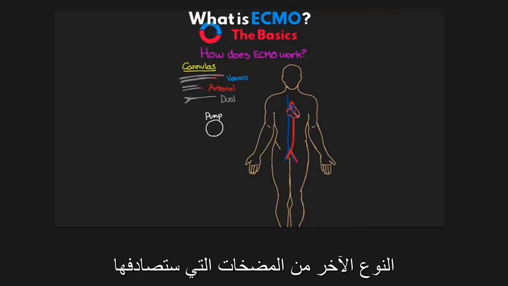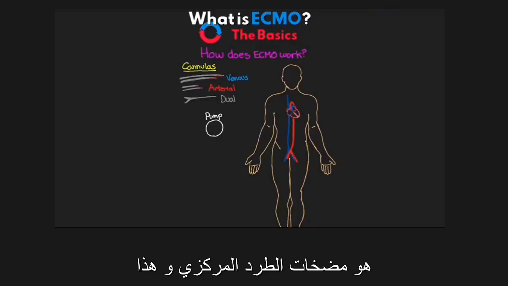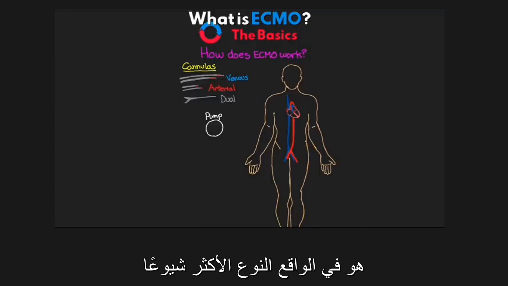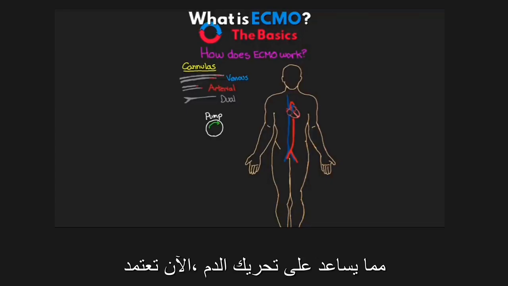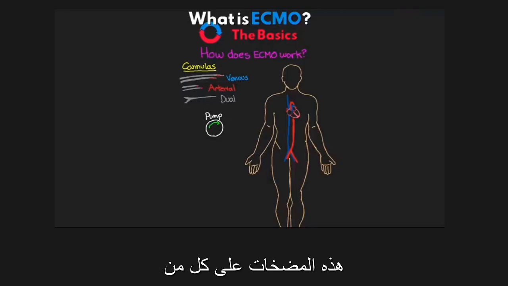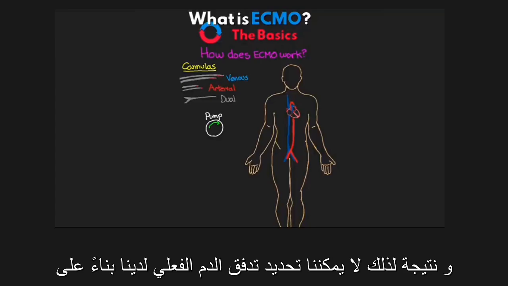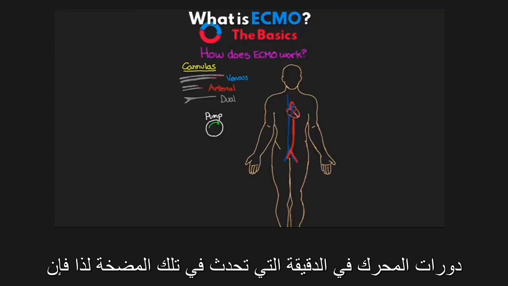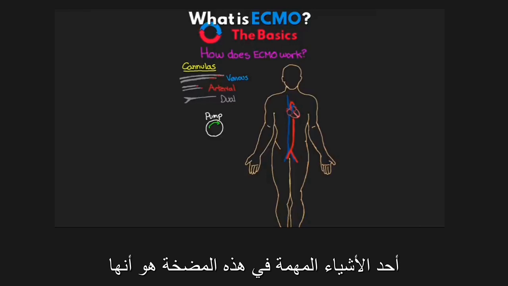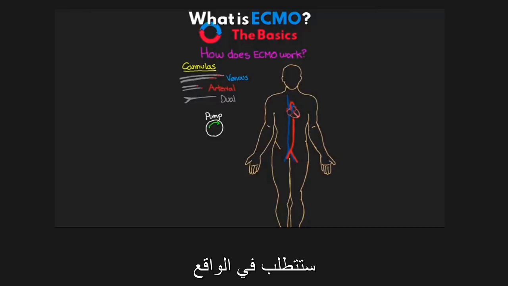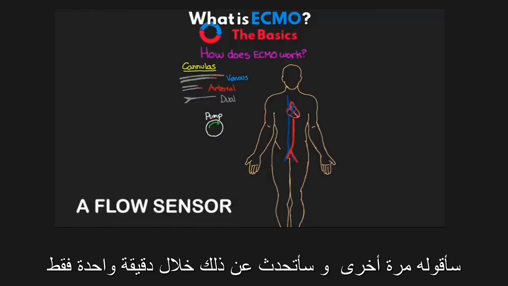Now, the other type of pump that you're going to come across is the centrifugal pump, and this is actually the most common one. It basically works by spinning things around, which helps to move the blood along. Now, these pumps, though, are both preload and afterload dependent. As a result, we can't determine our actual blood flow based on the RPMs of that pump. So one important thing with this pump is that it's going to require a flow meter, which, again, I'll talk about in just a minute.